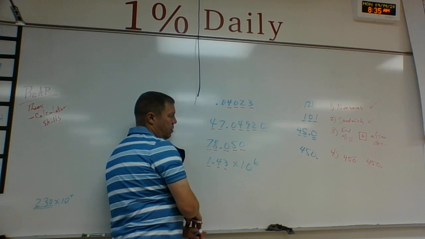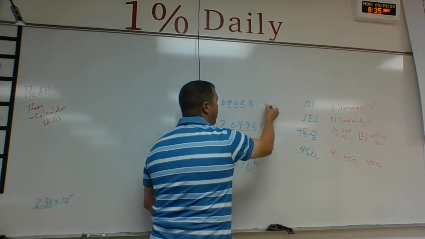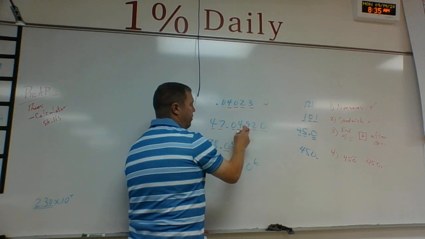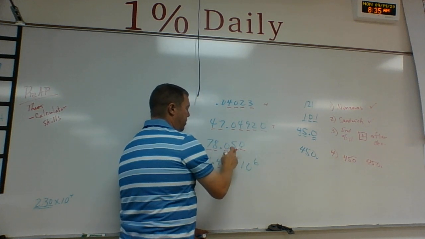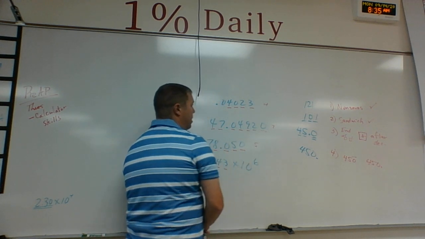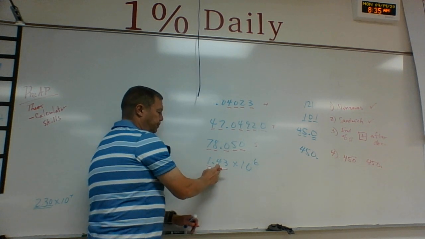Okay? So counting sig figs, I have 1, 2, 3, 4. I see that I have 4 in the first number. 1, 2, 3, 4, 5, 6, 7 in the next number. 1, 2, 3, 4, 5 in that number. And then the one that probably tricks people most is this one.